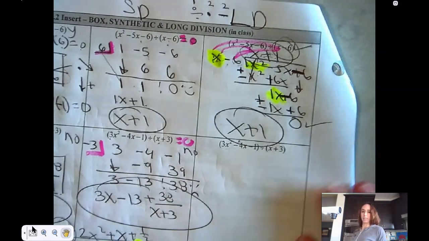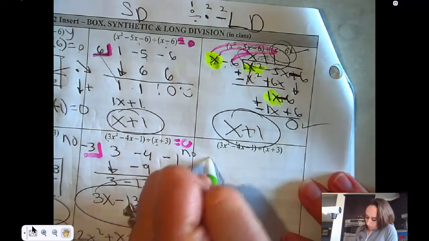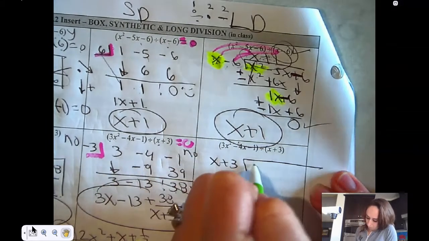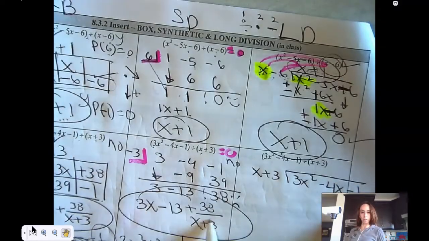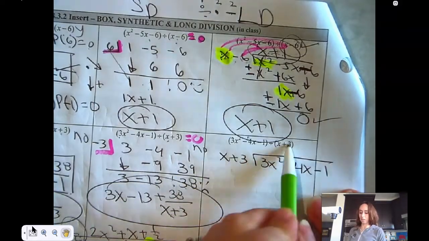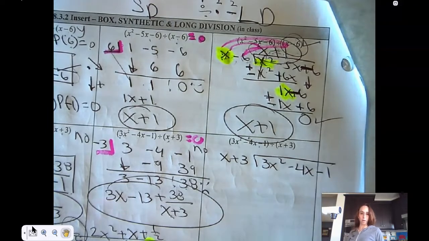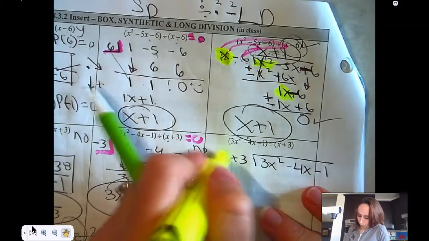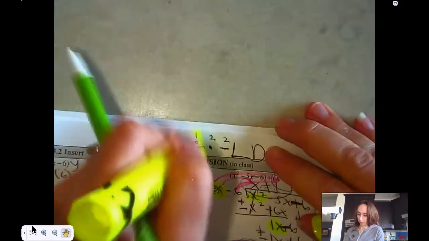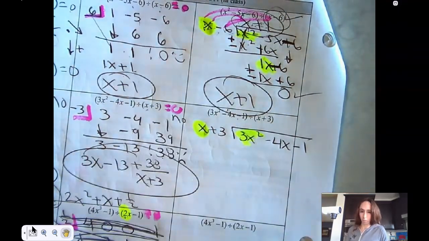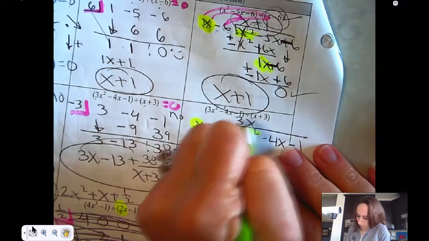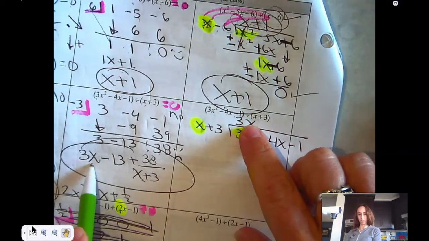Okay? All right. Let's do this one by long division. X plus 3, 3x squared minus 4x minus 1. Now, we know that since there is a remainder of 38, this is not a factor of that. But let's practice with long division. This first one gets divided. That's that highlighting there. So now I divide the first thing. X goes into 3x squared, 3x.